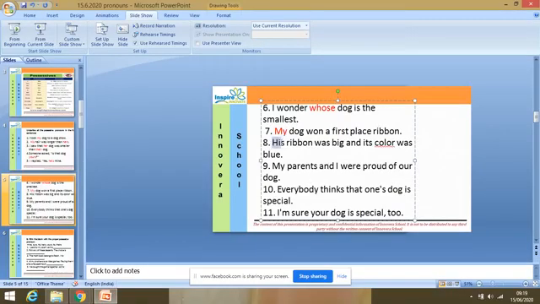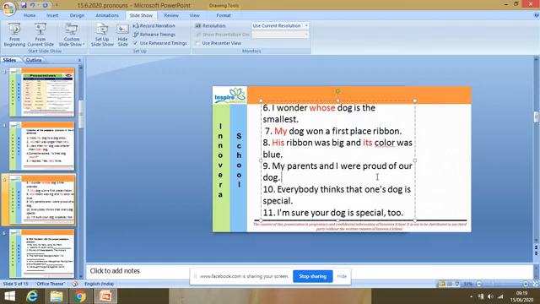There are two possessive pronouns. First one is his and second one is its. Am I right? His ribbon and its color both are possessive pronoun.